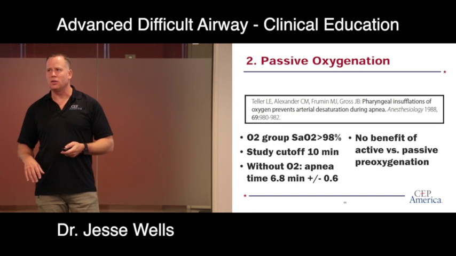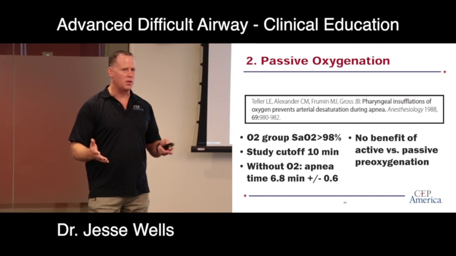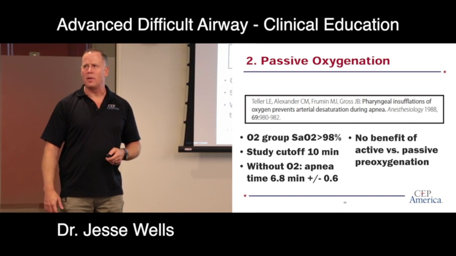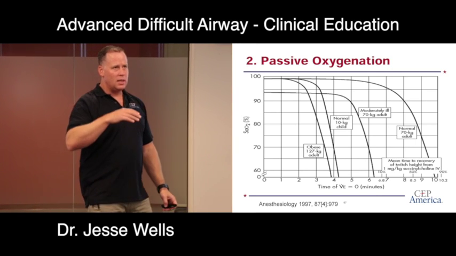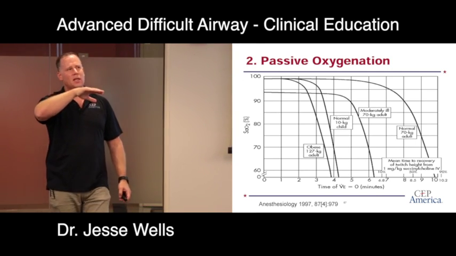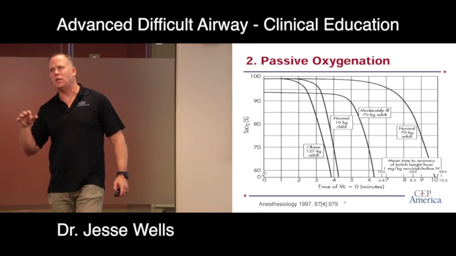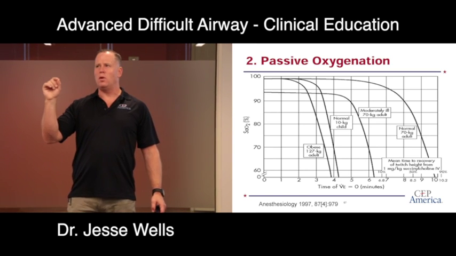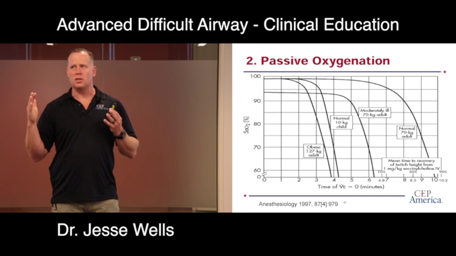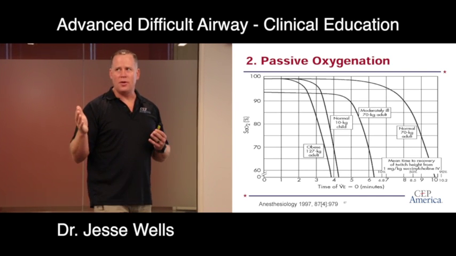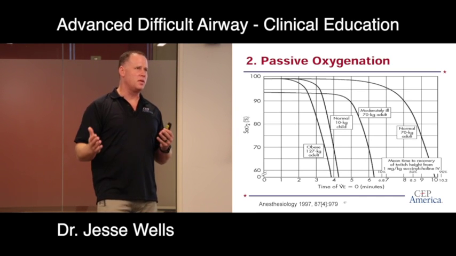This study's so interesting. They showed no benefit of pre-oxygenation, but again, these are healthy patients with healthy lungs, so I don't think that really applies to most of our patients. This graph here is important. What we're demonstrating is oxygen saturation on the left-hand side and time on the bottom. Look at the difference between a normal adult, on the far right, and an obese adult. These are essentially healthy normal adults and healthy obese adults. Look at the difference in the shape of those graphs in terms of their desaturation.